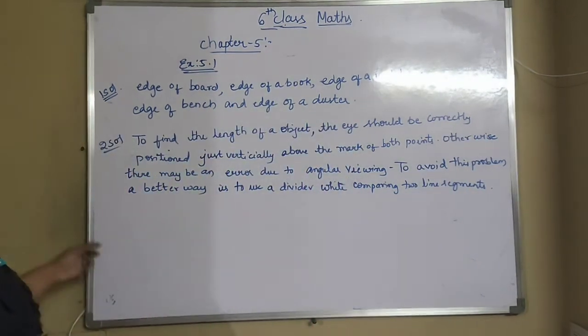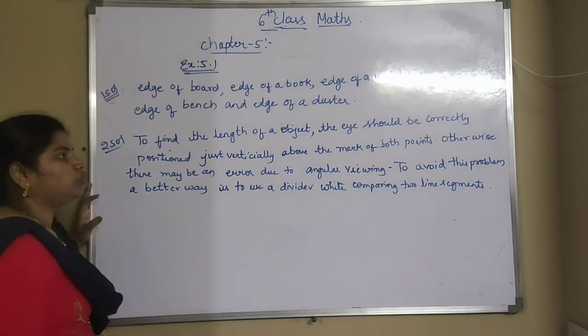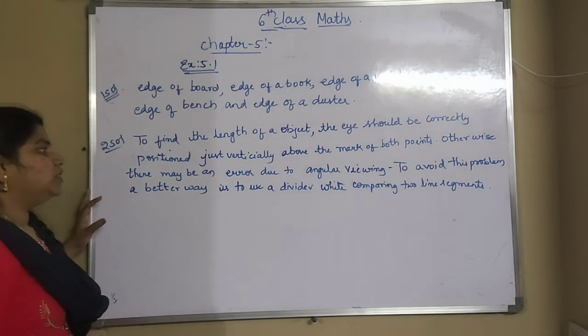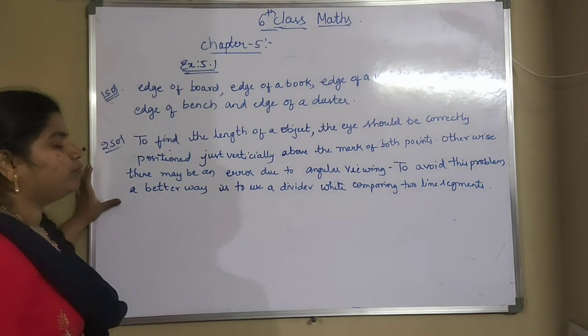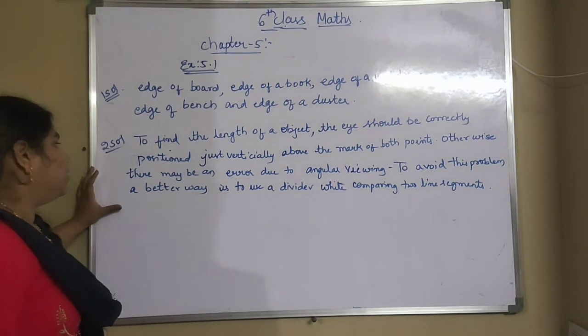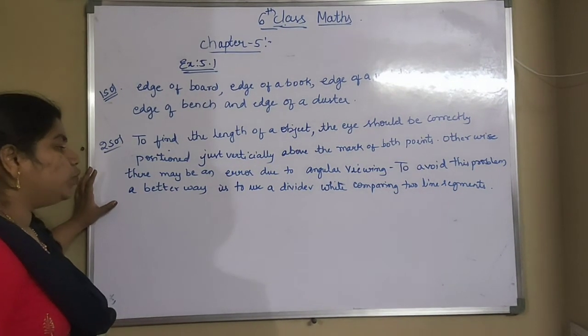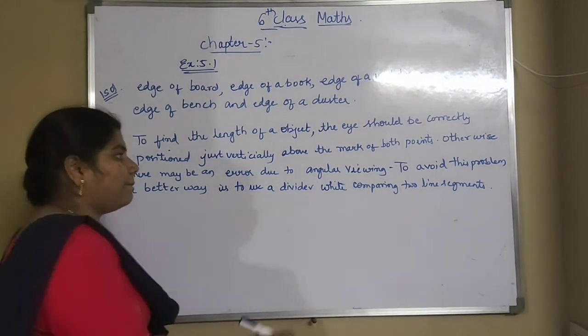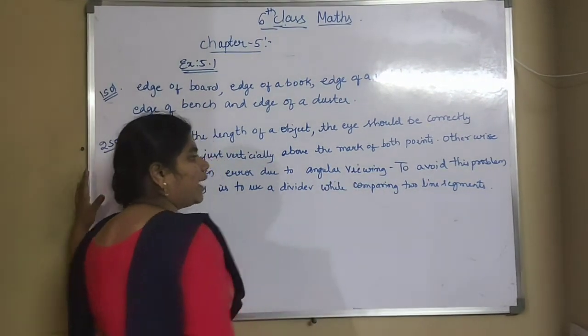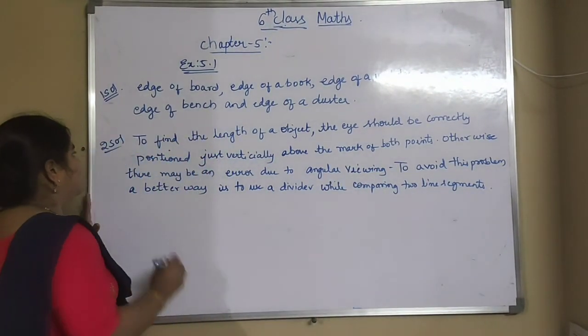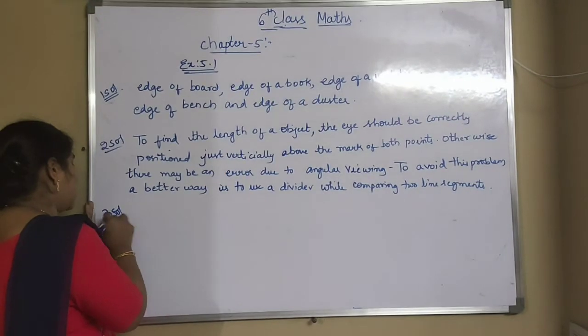So what is the answer? To find the length of an object, the eye should be correctly positioned, just vertically above the mark of both points. Otherwise, there may be an error due to angular viewing. To avoid this problem, a better way is to use a divider while comparing two line segments. So this is our second answer.